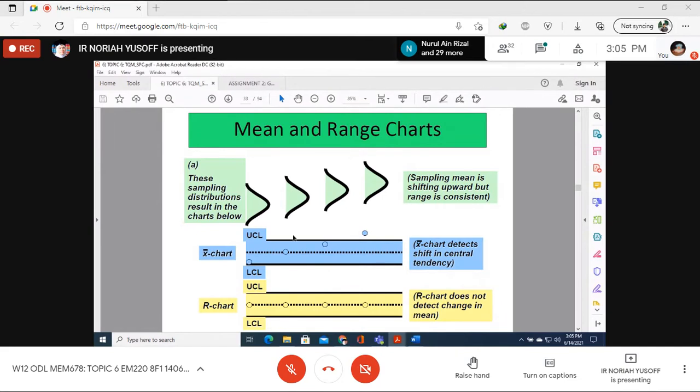Why? Because the mean chart will help you to monitor whether the mean value has shifted to the left or to the right, moved upward. In this case, the range can be similar. The range can be the same, but somehow your process has already shifted up. If you are only using the R chart, you cannot detect this. For example, earlier we had 10 plus minus 2.